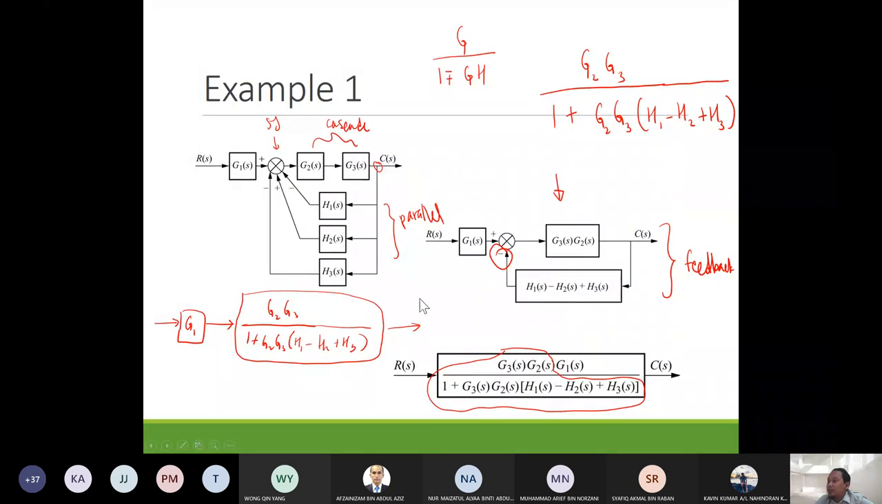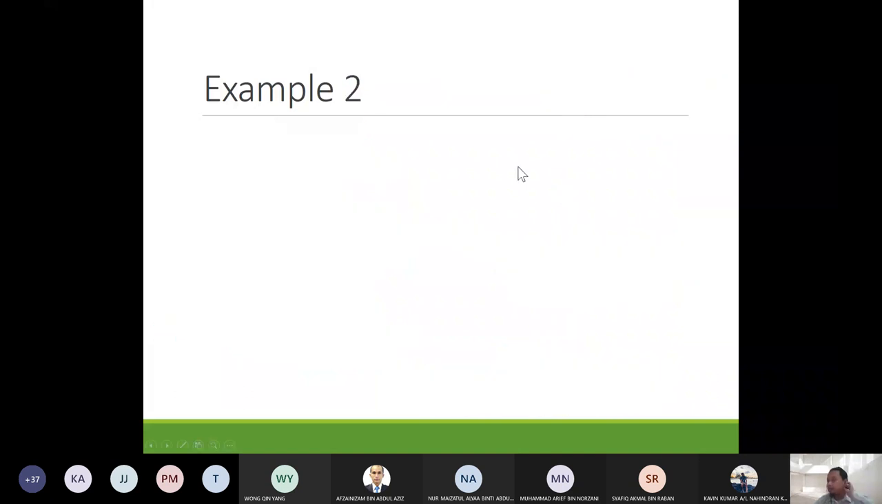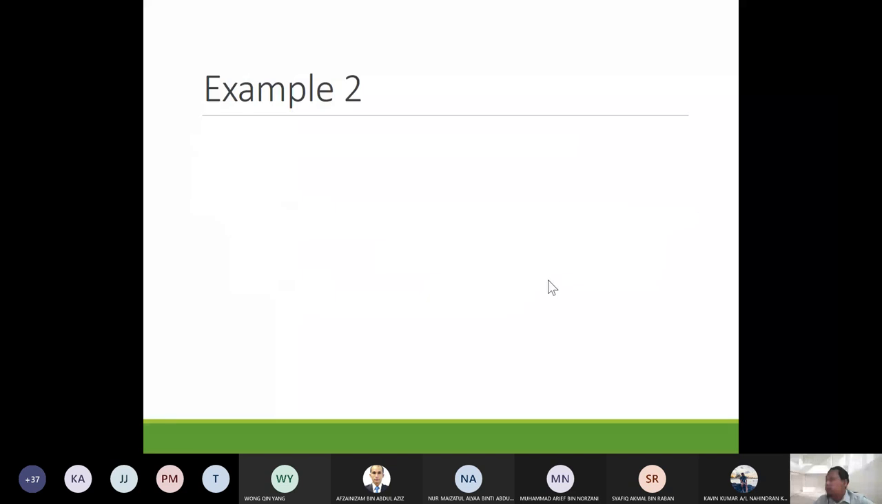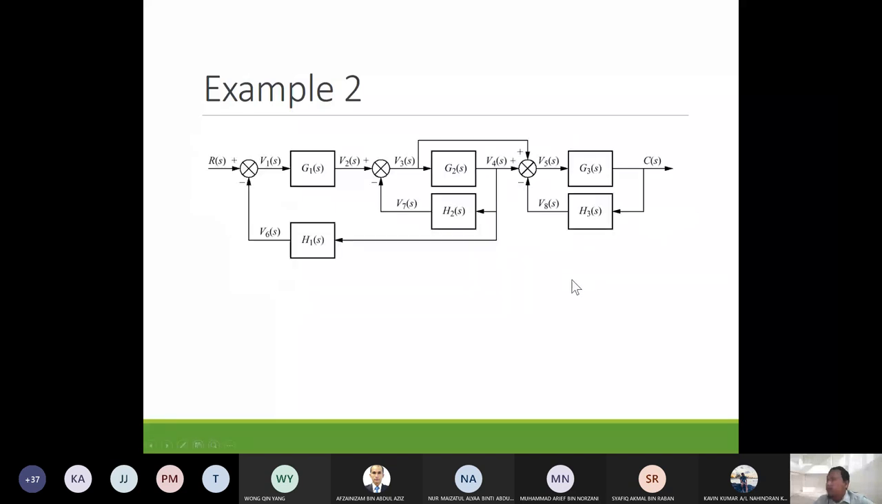Okay, so let's look at a more complicated example. Let's say you are given this kind of arrangement. It looks complicated. When you get this kind of arrangement, you need to follow the general rules. So let's look at how to simplify this.